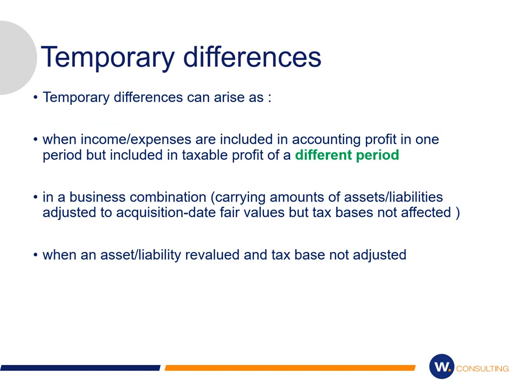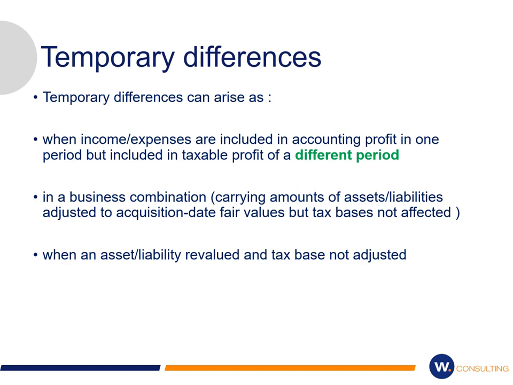So temporary differences can arise when income and expenses are included in accounting profit in one period, but are included in taxable profit in a different period. That shows that the period in which we include it in accounting profit and the period in which we include it for tax purposes are different periods. And this has a term that we're going to look at later, and the term is a timing difference.